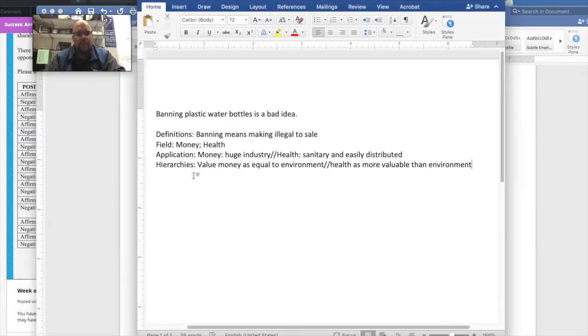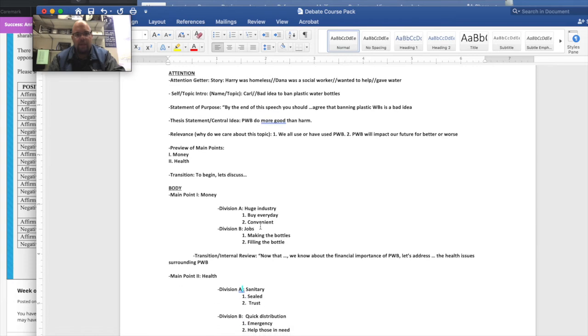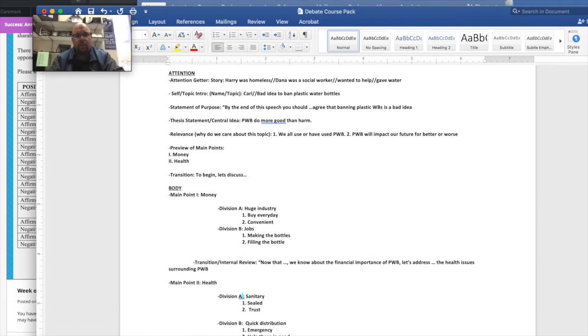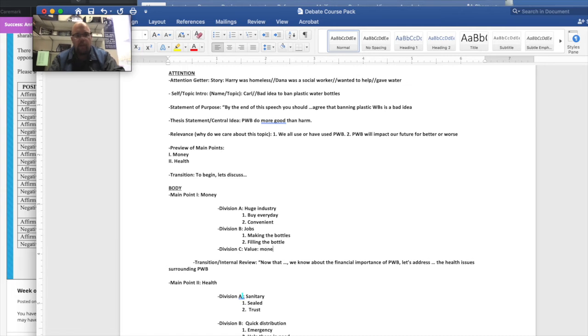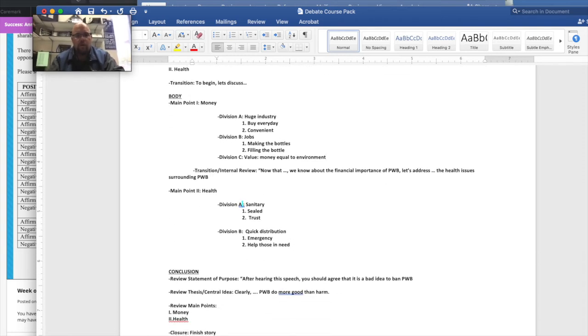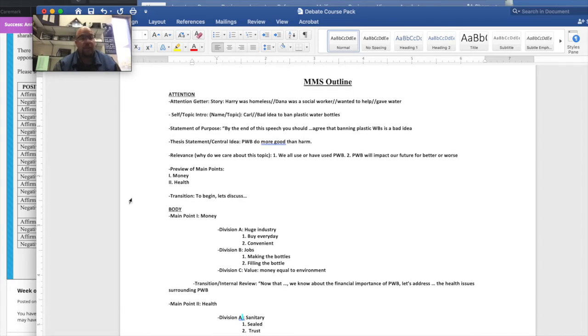When we flip back over here, we'll notice that we want to talk about how we value these sorts of things. So I'm going to go back in and make sure that I include that. So let's say we do division C, value. Then we can just put it in here: money equal to environment, and then I'll make that case as we go. And then division C here, and health as more valuable than the environment.